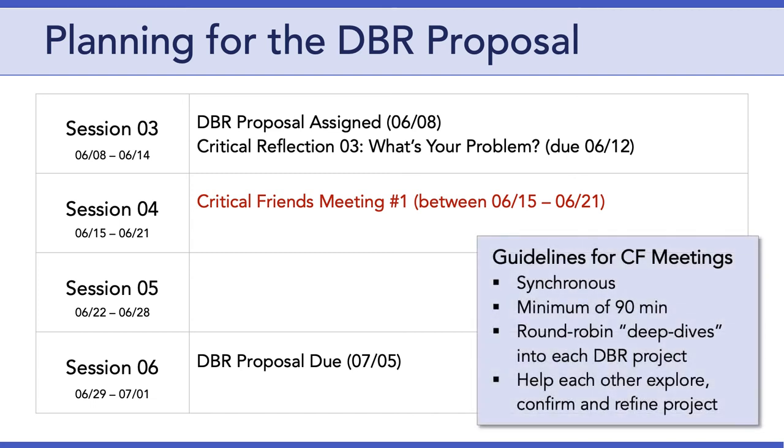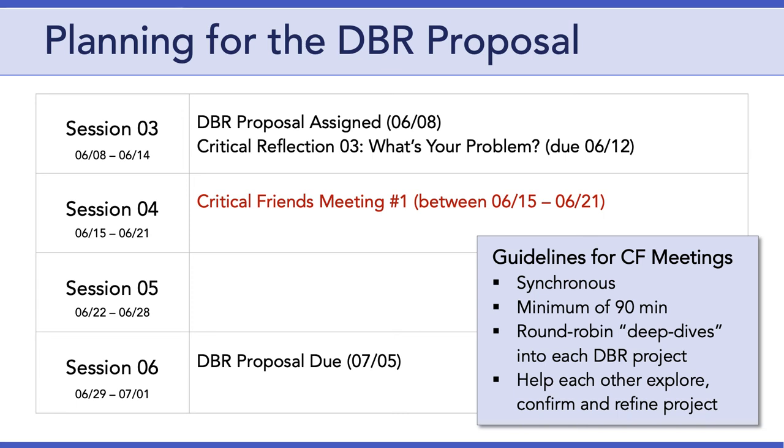Because we are a class of seven, we're going to create two groups, one group of three and one group of four. As a critical friend group, you need to schedule synchronous meetings that are a minimum of 90 minutes. The idea is to give each person in the group 20 to 30 minutes to introduce their educational problem and eventually their DBR ideas to address that problem, while of course leaving enough time to get feedback from everyone. Honestly, I would recommend closer to 2 hours, especially for the group of four, if at all possible, as that will give you a lot more time.